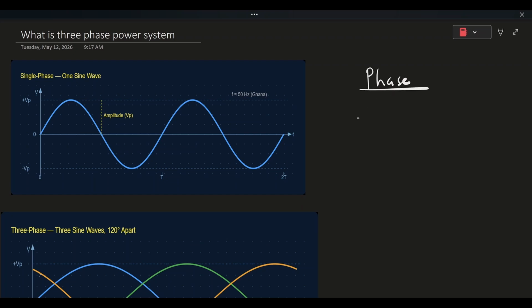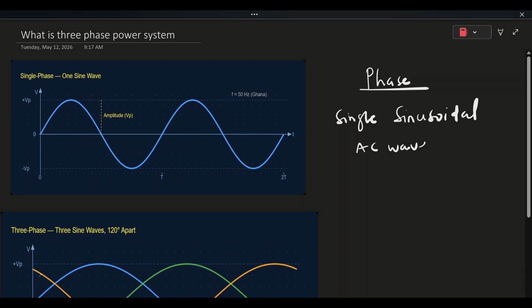So what is a phase? A phase refers to a single sinusoidal AC wave. As you can see here, this is a phase. This graph shows the increase in the voltage of the phase with respect to time.